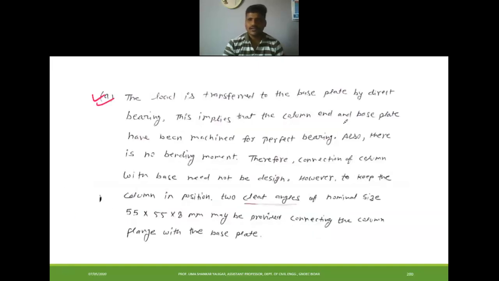Now I need to look at the connections, whether I need to go for welding or bolted connection. Here I have gone for welding. Here I have gone for the welding position to hold your column. I just assumed two cleat angles of nominal size. This I assumed 55 by 55 by 8 mm. You can assume any angle, but I have taken 55 by 55 by 8 mm, which is provided for connecting the column flange with the base plate. I directly assumed this angle section.